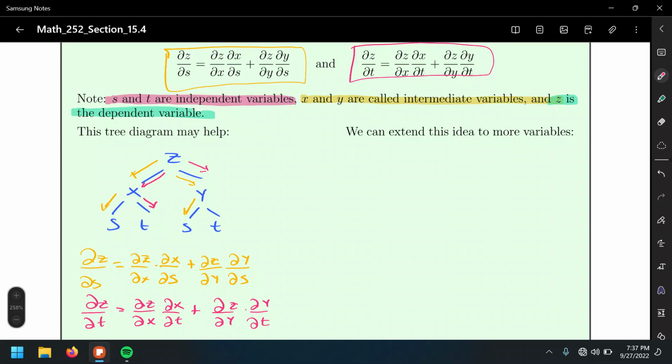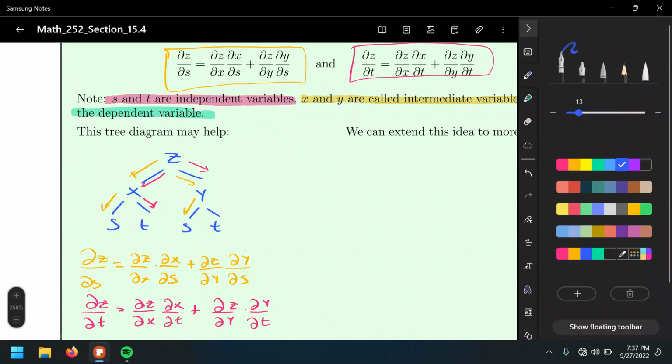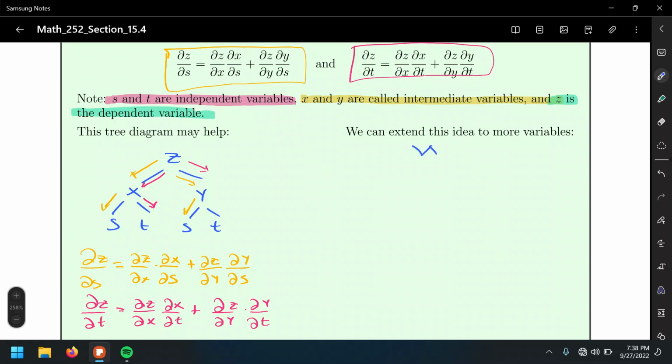Can we have more functions, like more independent variables, more intermediate variables? Of course. What if we had something like this? A function w that depends on x, y, and z, and then at the same time this x, y, and z all depend on s, t, and u. All right?